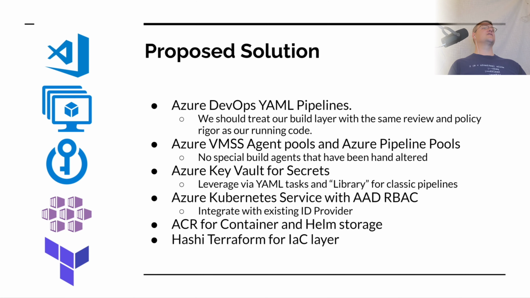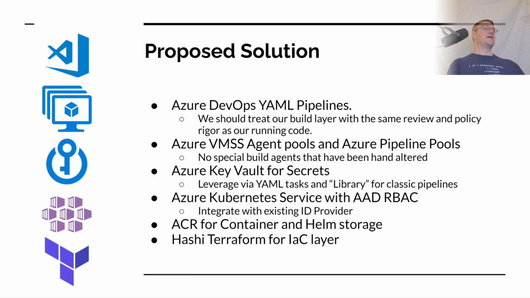We're going to use Azure Virtual Machine Scale Set agent pools and Azure Pipeline pools. We want to use ephemeral hosts. Again, this is that whole cornfields and flower boxes. We don't want to have these build agents that we have to hand alter or worry about changes that are on there. We're going to use Azure Key Vault for secrets, and we can leverage Key Vault in YAML tasks, as well as with the library section for classic pipelines.